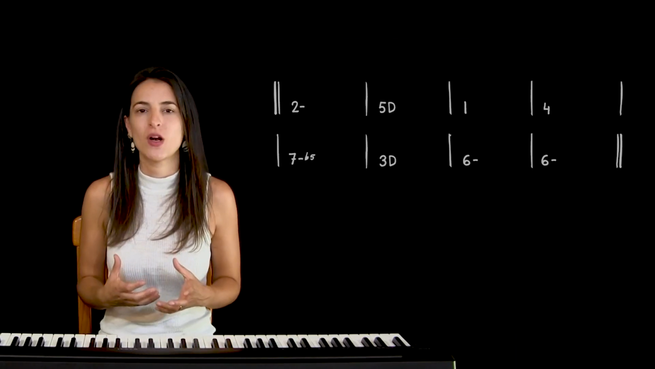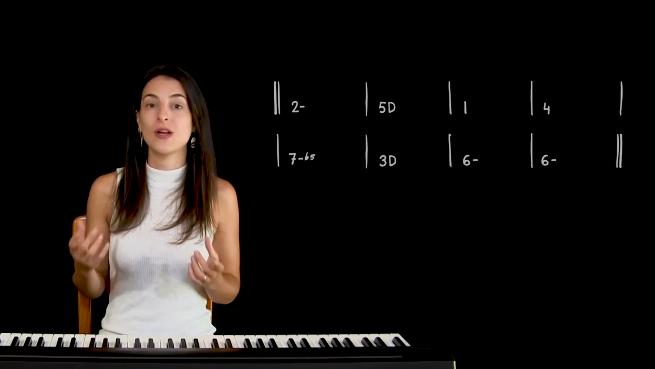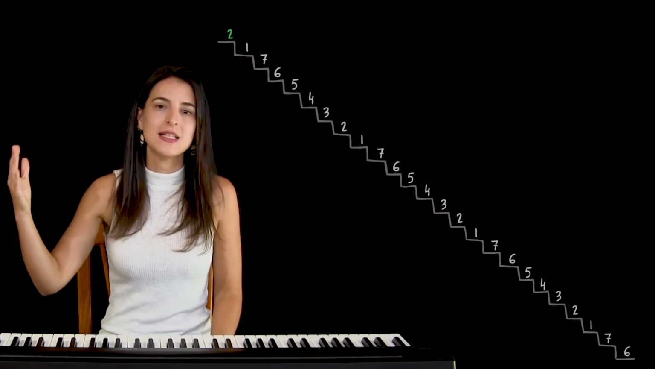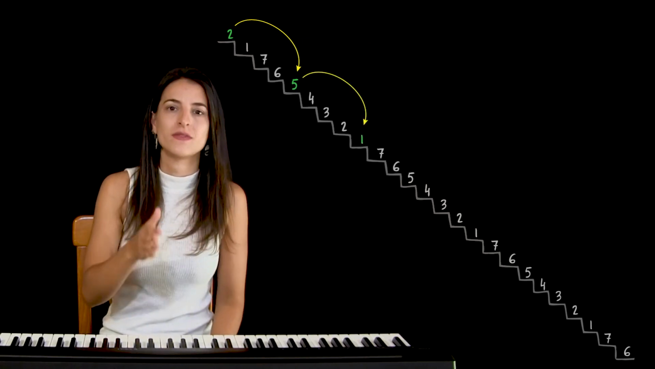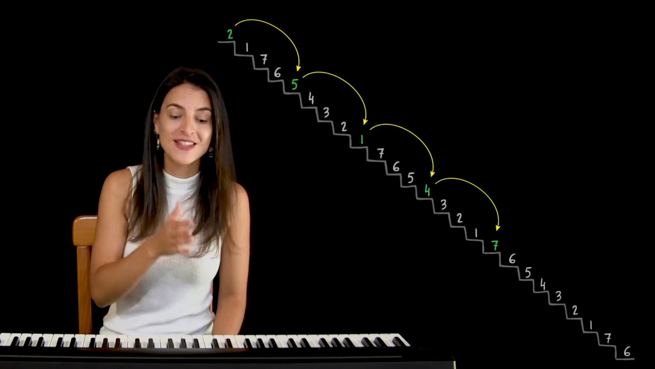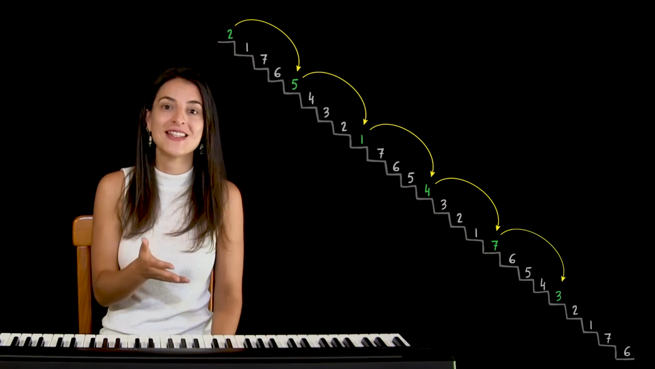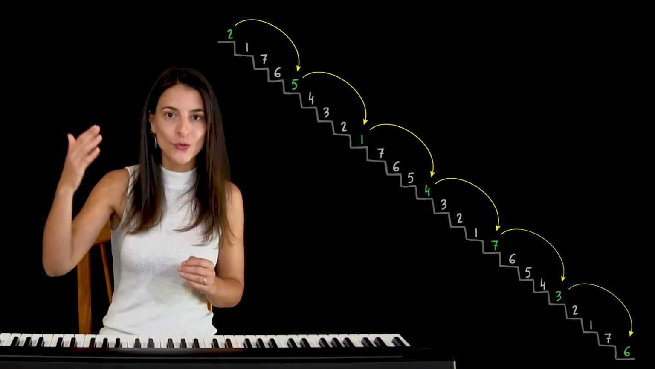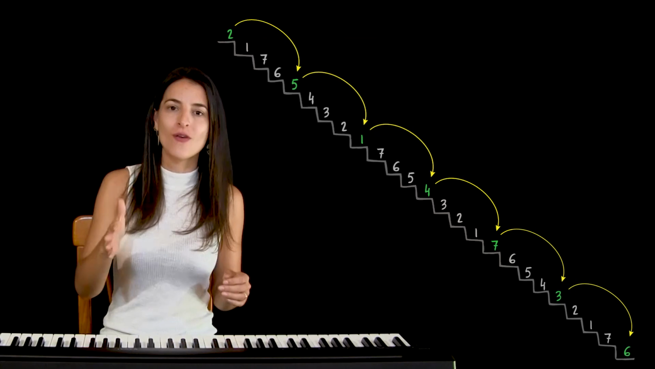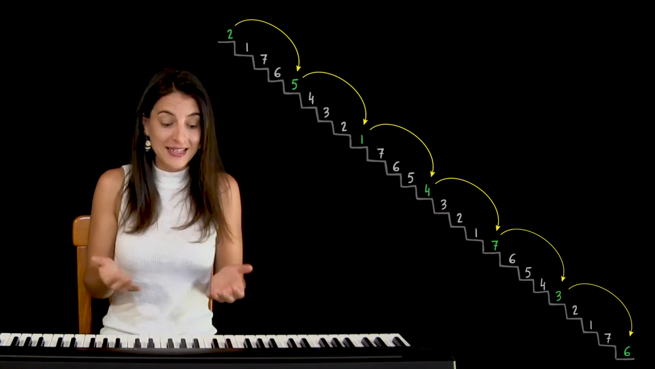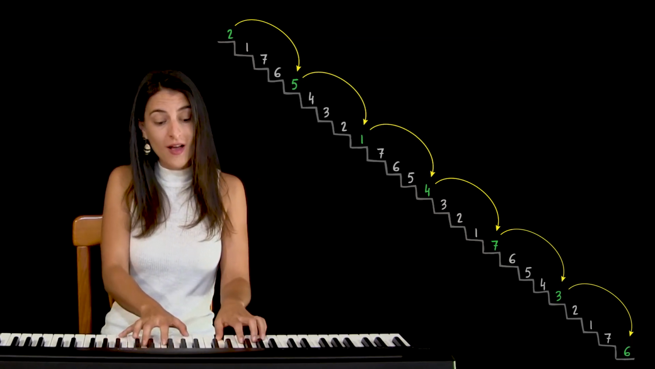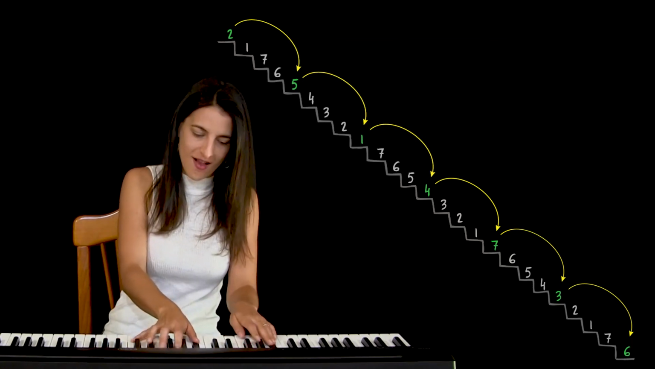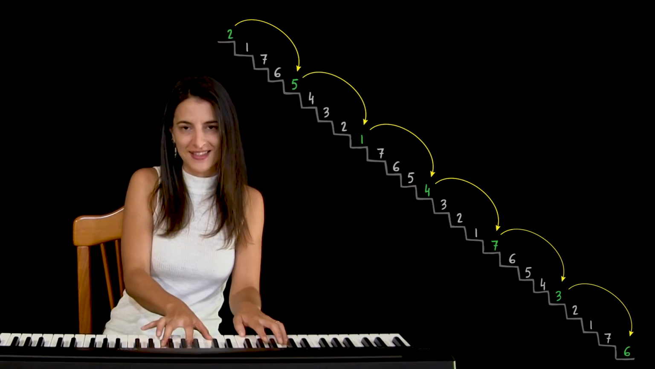Another beautiful thing that we can observe about this chord progression is the relationship between the roots of each chord. The 2 is a fifth above 5. 5 is a fifth above 1. 1 is a fifth above 4. 4 is a fifth above 7. 7 is a fifth above 3. And 3 is a fifth above 6. So from 2 to 6, we have a chain of fifths falling down. And it sounds like this a little bit. It sounds like you're falling. 2, 5, 1, 4, 7, 3, 6.